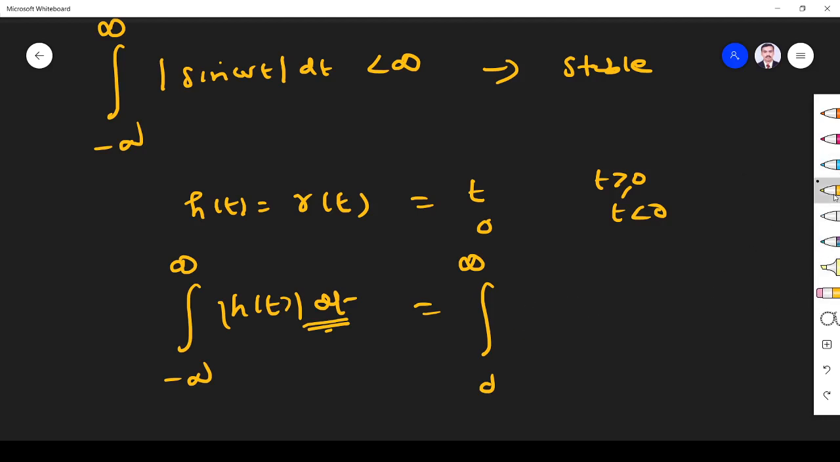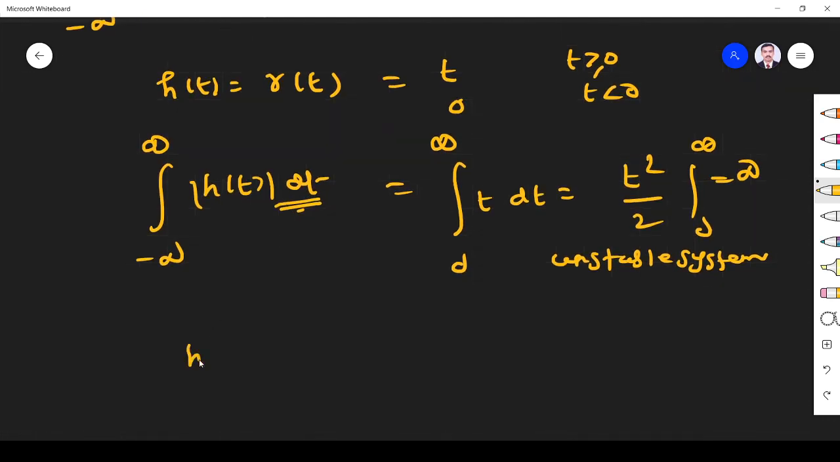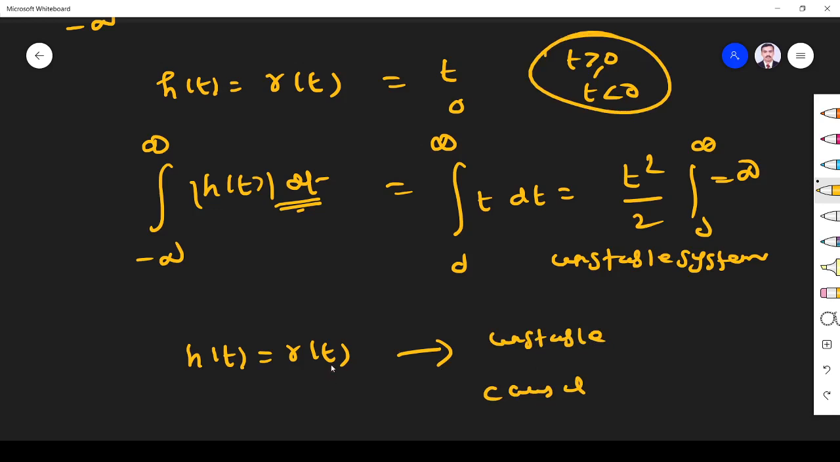So it is t dt. What will happen? Integrate t, we get t squared by 2, 0 to infinity, which is infinity. So it is an unstable system. Yes or no? So h of t equal to r of t is unstable. And another thing is, this is causal. Why is it causal? Because r of t exists for t greater than 0. When t is less than 0, r of t is 0, so h of t is also 0. So it is a causal system.